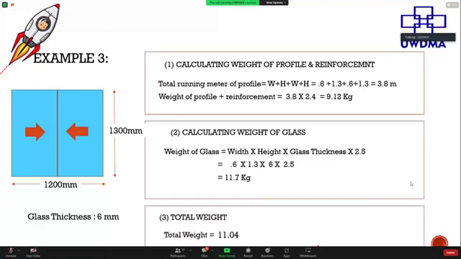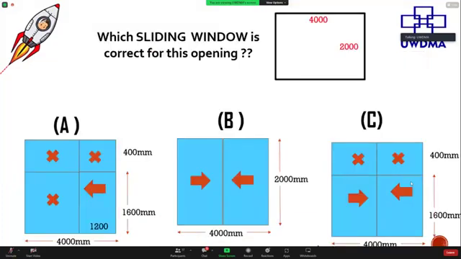Here also it's the same. Here we are calculating sash weight of a sliding system. The formulas are exactly the same. That's why I'm skipping it. So now tell me which sliding window is correct for this opening. We're talking about a window, not a door, guys.